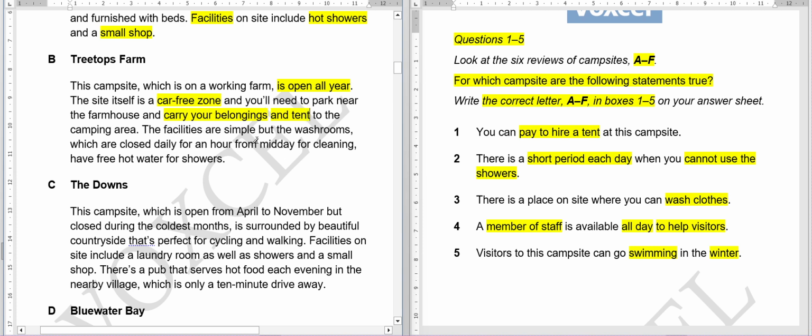The facilities are simple, but the washrooms, which are closed daily for an hour from midday for cleaning, have free hot water for showers. So these are the facilities. They are simple, but the washrooms are closed daily for an hour for cleaning, but they have free hot showers. Okay, so again, you will get around 10 seconds for this, and time starts now.